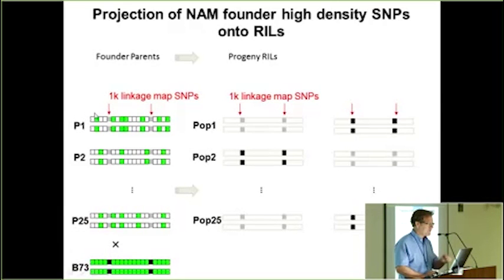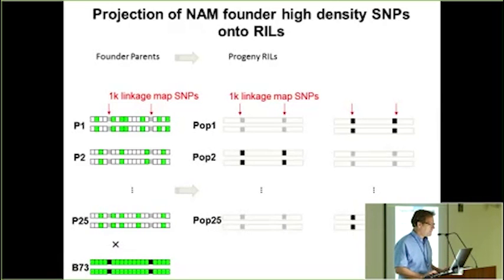So you can track, for any particular parent that gets crossed to B73, and you generate a series of these progenies, in this genome region we know which founder allele, or haplotype, in that region is being inherited.